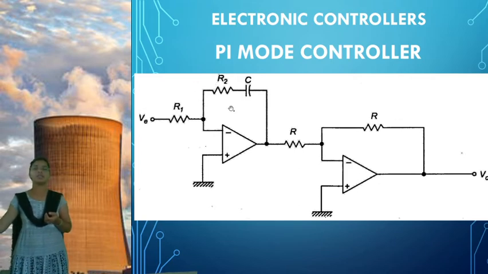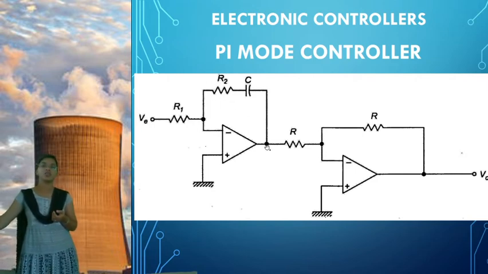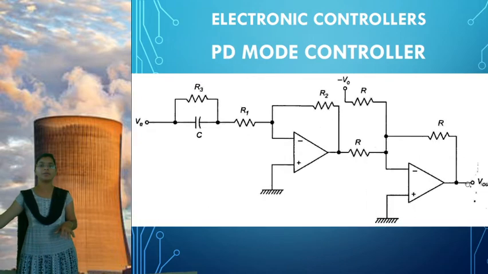This resistor will indicate the proportional action too. So proportional action plus integral action, those two are given to the op-amp circuit, that will generate the PI operation mode, and then that is given to what? The inverter. That is given to the inverter, that will produce the Vout. So this is about the PI mode of control.